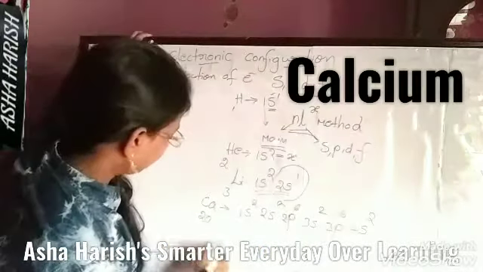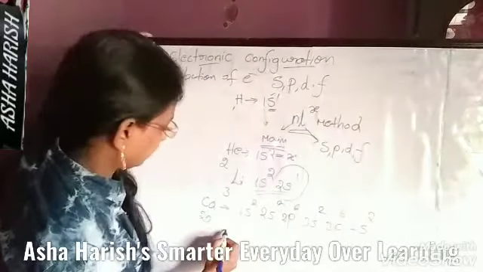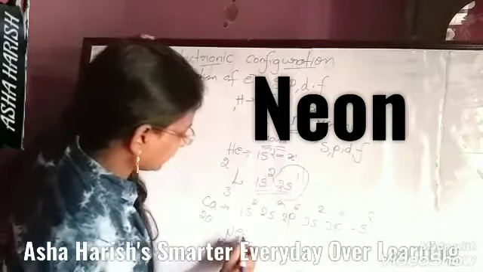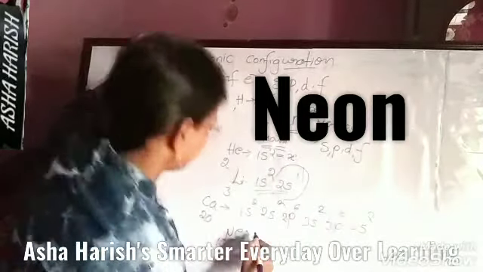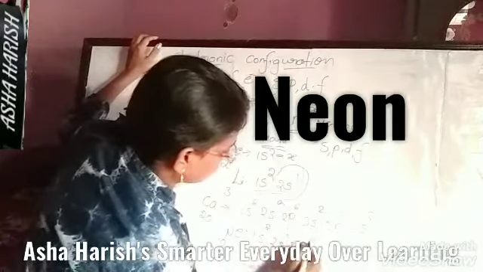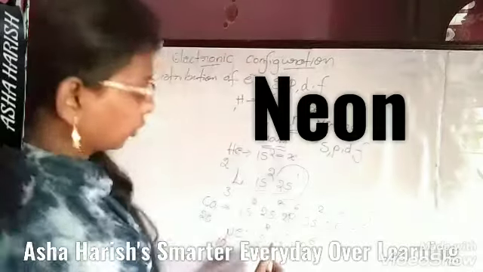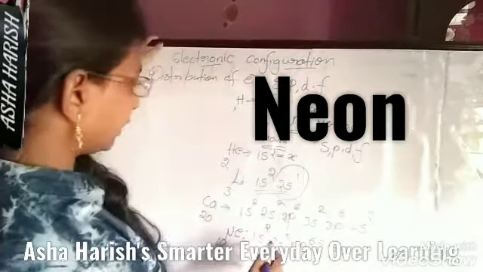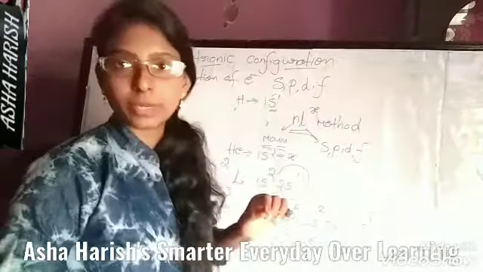If I take the element neon, atomic number 10, then the electronic configuration is 1s2, 2s2, 2p6. If you count these numbers, you should get 10. This is the electronic configuration for the neon element.